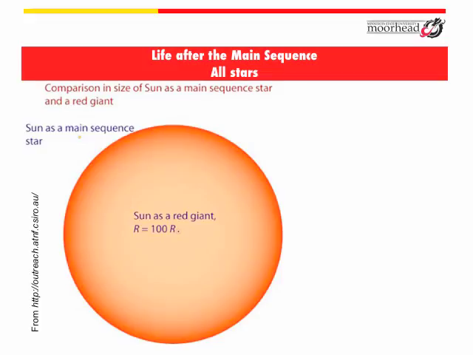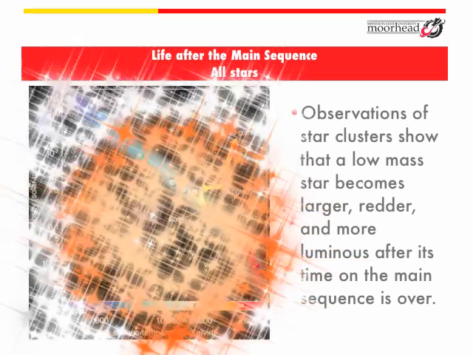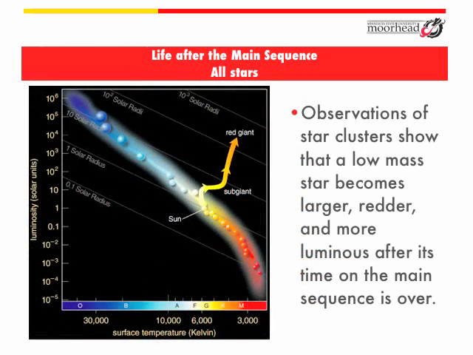Here's a cartoon showing the Sun as a main sequence star in the upper left there as a small dot. And next to that, the Sun is a red giant. It will be 100 times larger as a red giant than it is now. Now, when I say 100 times larger, I don't mean 100 times more massive. It's exactly the same mass, or virtually the same mass as it is now. It's just puffed up to be much larger.